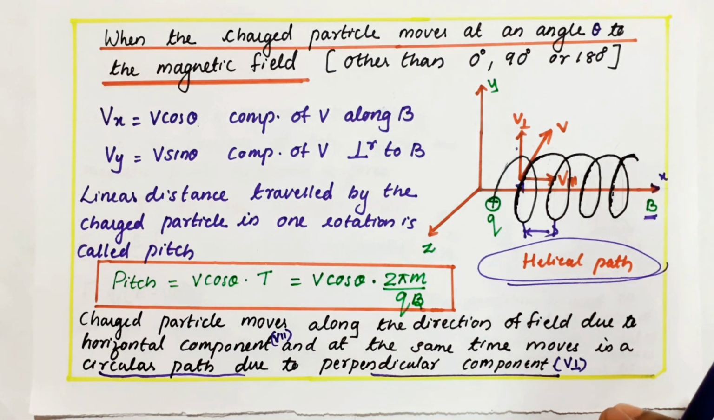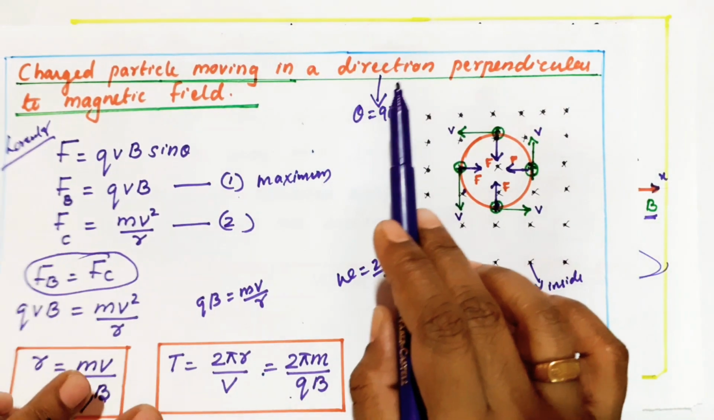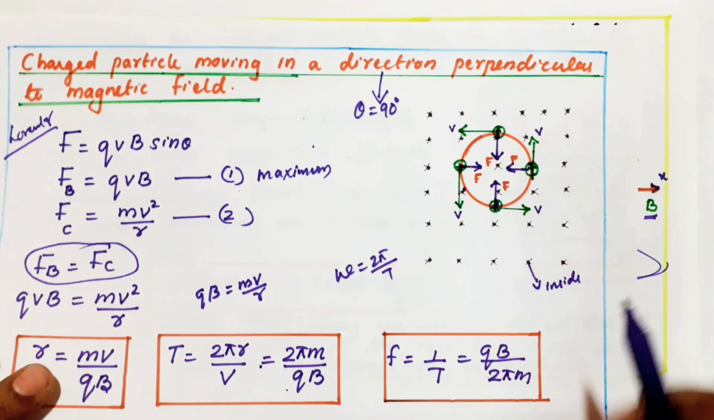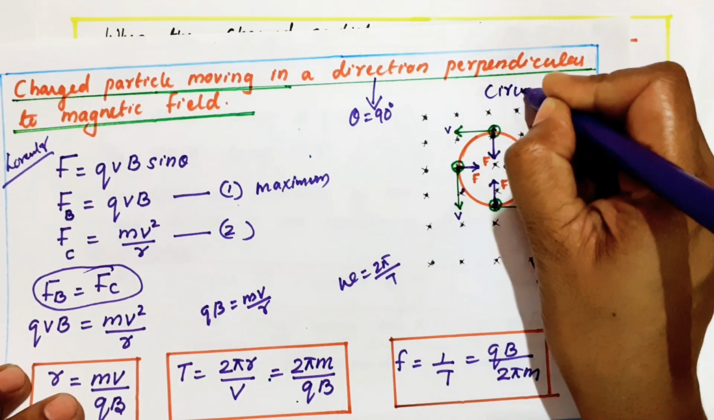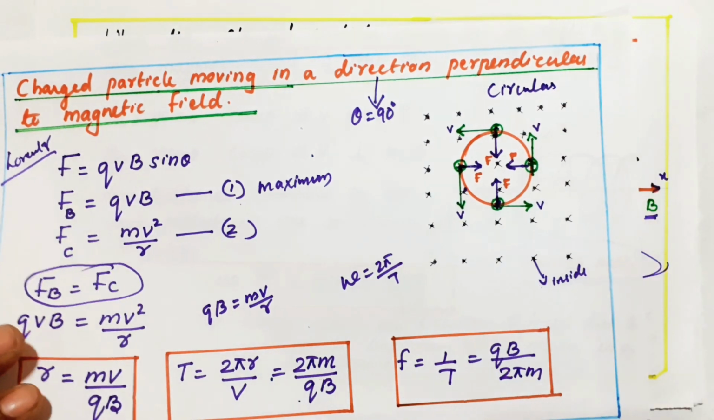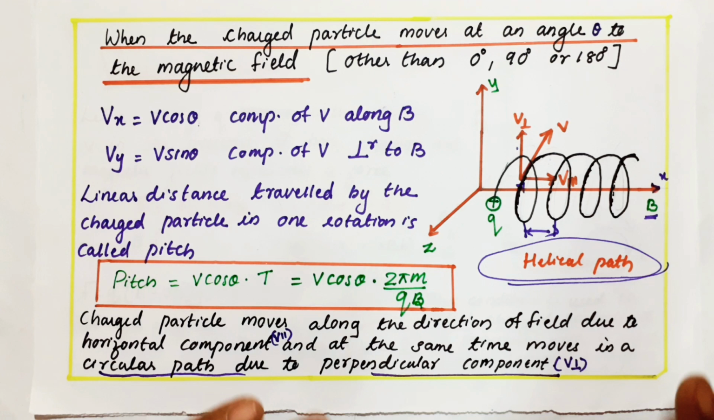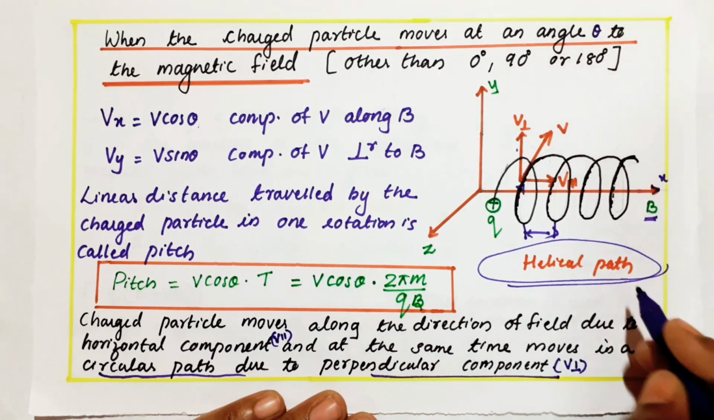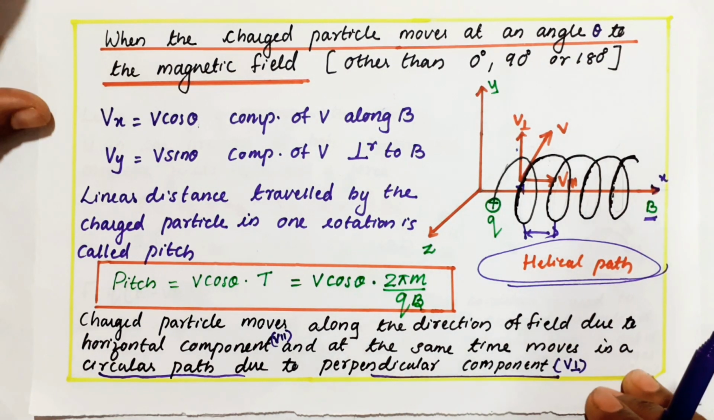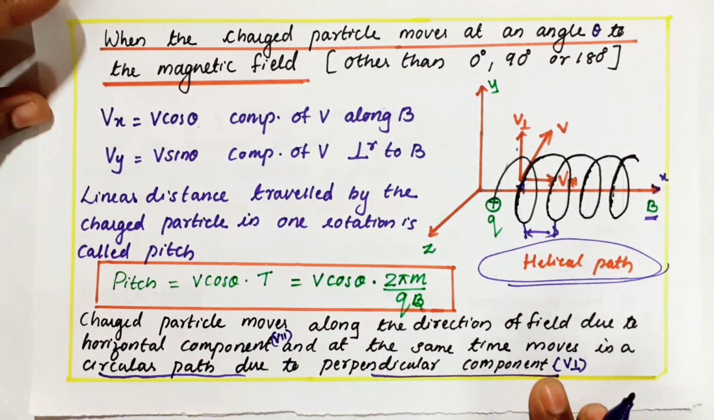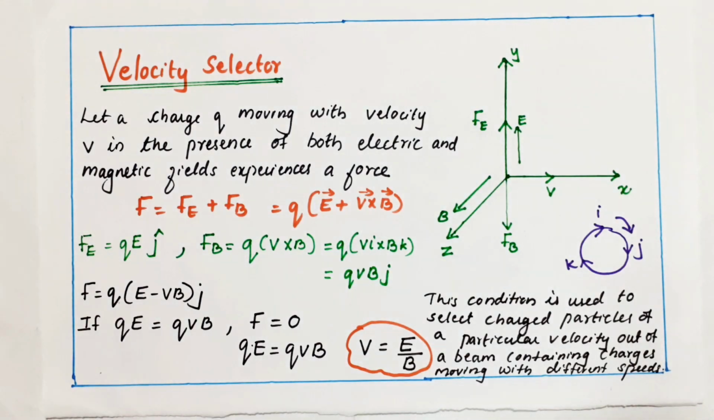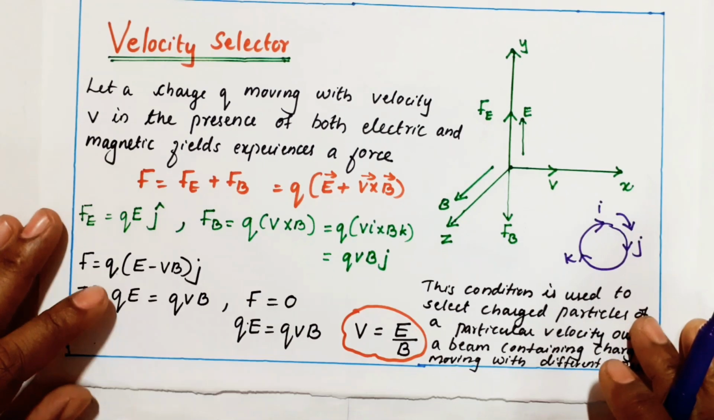So a very important conclusion is, when a particle is coming perpendicular to the magnetic field, it moves in which path? It moves in a circular path. If the particle is coming parallel or anti-parallel, it moves in a straight line. But if the particle is making an angle, it moves in which path? Helical path. In helical path, they can ask the pitch, pitch is V cos theta into T. Clear?